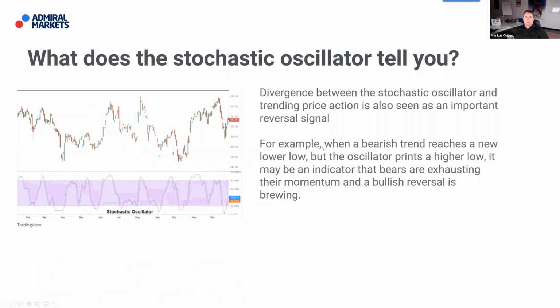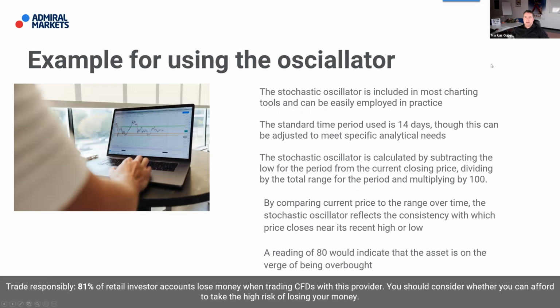So let's go. Examples. The stochastic oscillator is included in MetaTrader 5 and 4, of course. The standard period is 14 days, but you can use whatever you want. And I will show you special numbers right now.